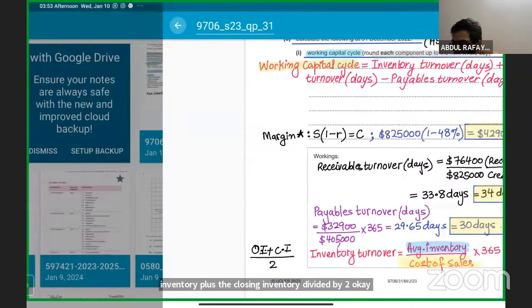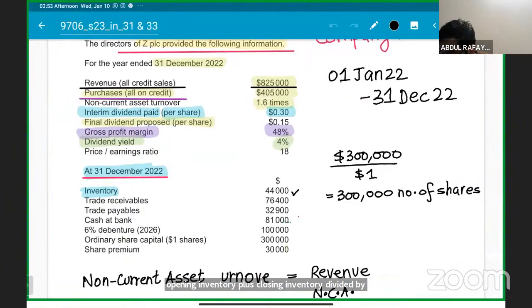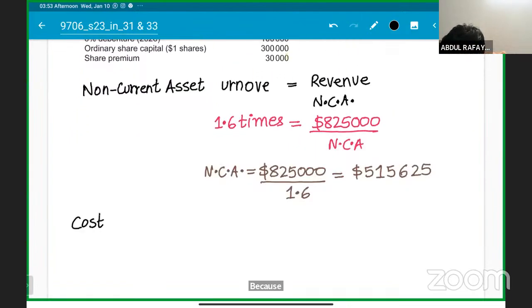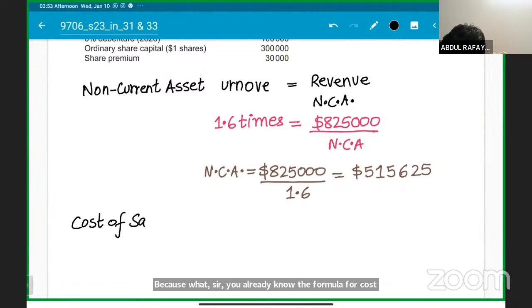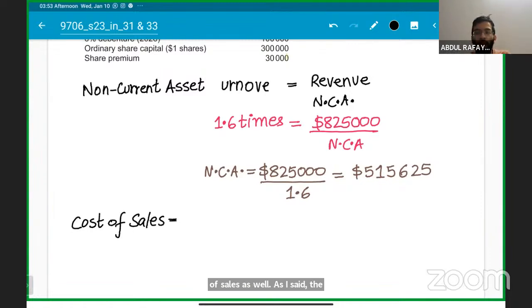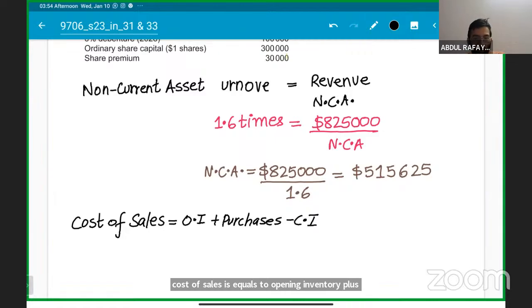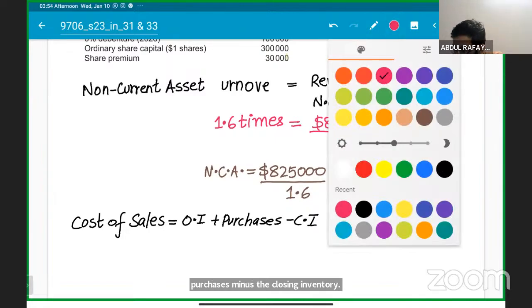But the problem is that we don't have the opening inventory. We only have the closing inventory. But you shouldn't worry about it, because you already know the formula for cost of sales as well. As I said, the formulas should be imprinted in your mind and you don't have to memorize them. It's just all about practice. So cost of sales is equal to opening inventory plus purchases minus the closing inventory, and that is the cost of sales, right, students?